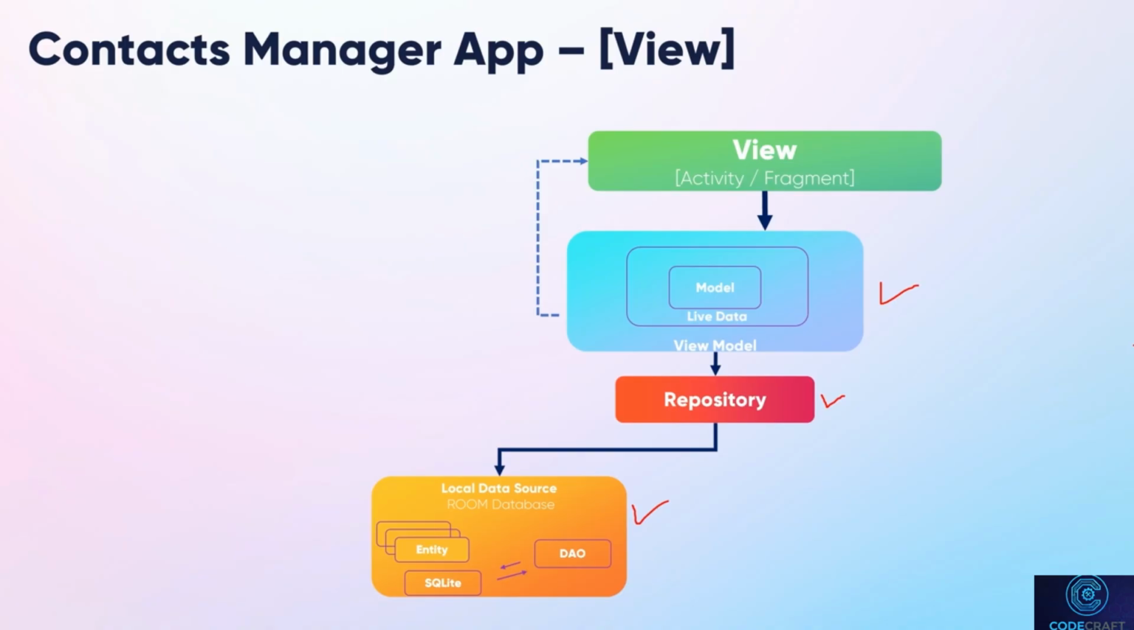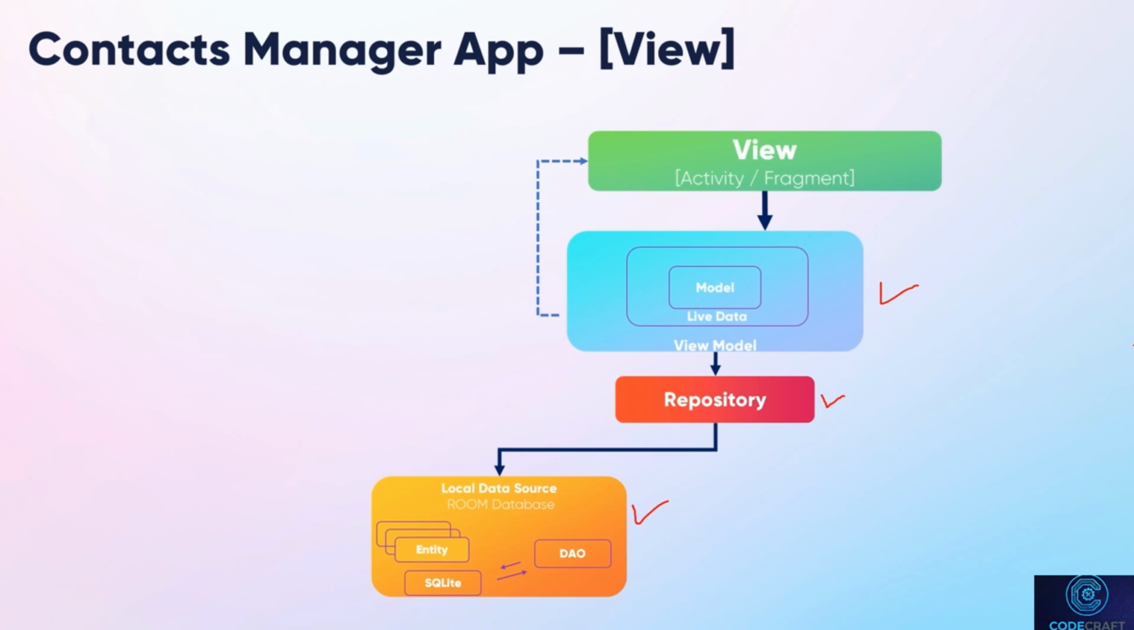The view observes live data or other observable data sources provided by the view model. Live data allows the view to automatically update itself when the underlying data changes, providing real-time updates to the user.